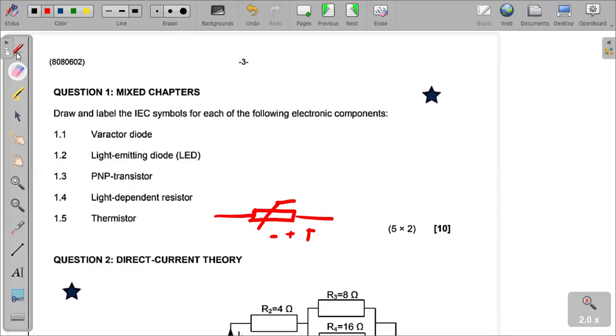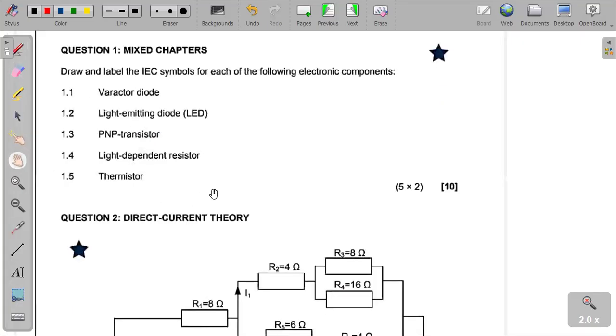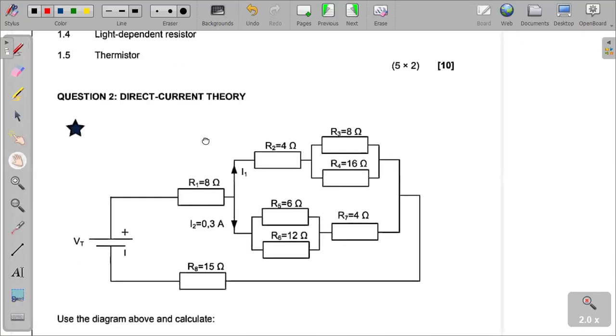So I do advise that we go into the text and go through the symbols. As a matter of fact, as you go through each and every topic, make sure that the circuit symbols that are involved are understood. It's very, very important.